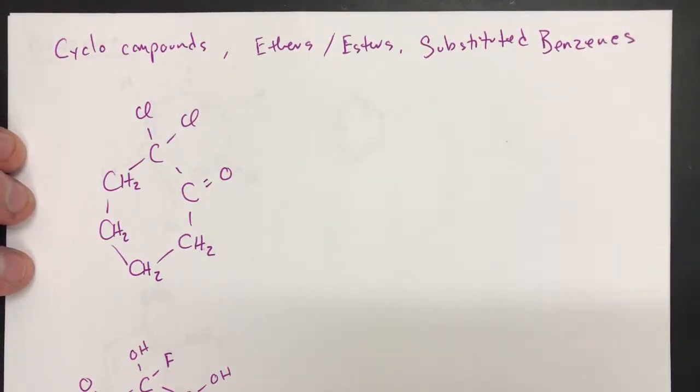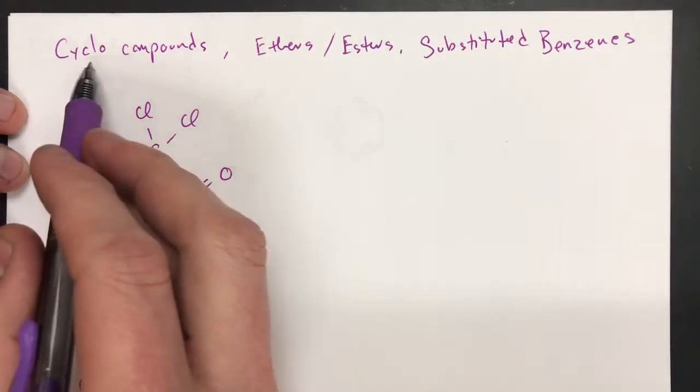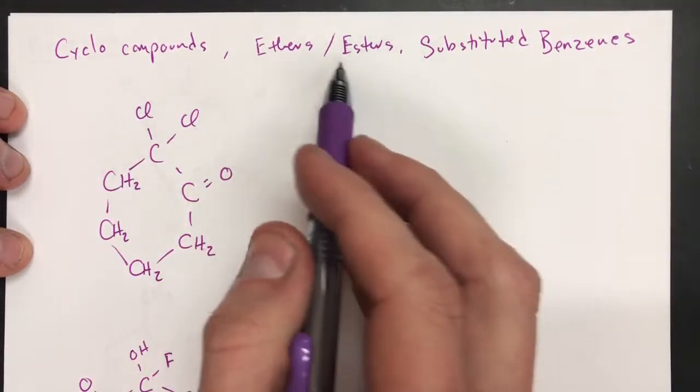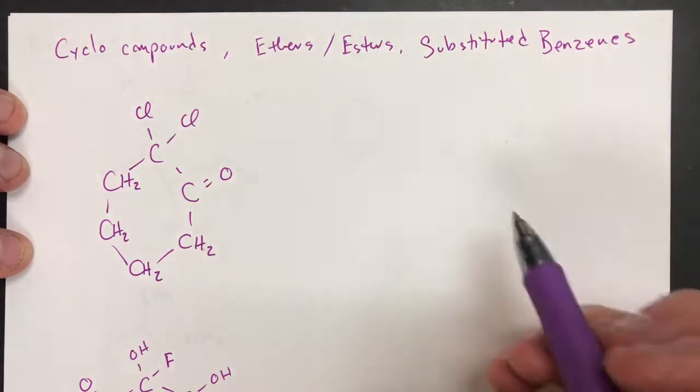All right, guys, so here is a brief explanation of the last couple things that we need to know for the organic molecules test, which is coming up at the earliest Friday, but probably Tuesday, Wednesday of next week. Okay, so the last things we need to know are cyclo compounds, ethers, and esters, which are named similarly, and substituted benzenes, which we'll get to in a second.